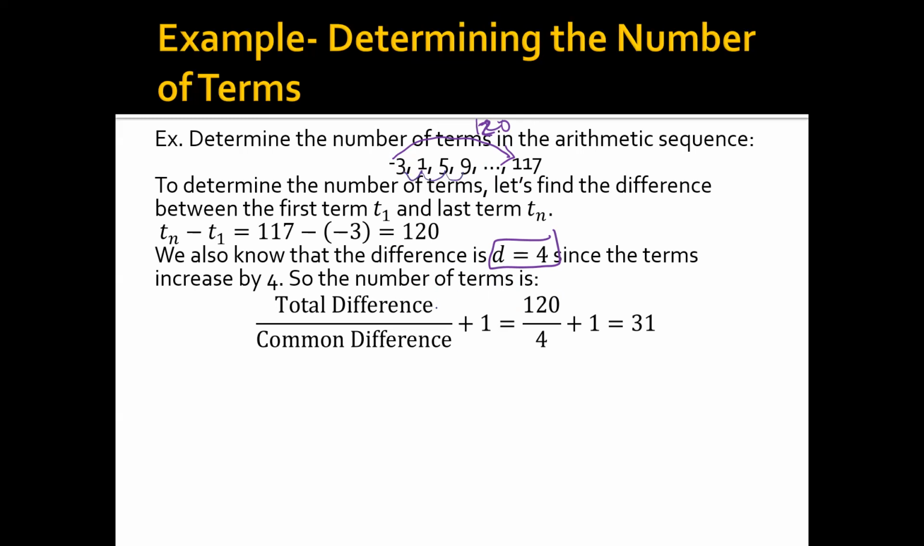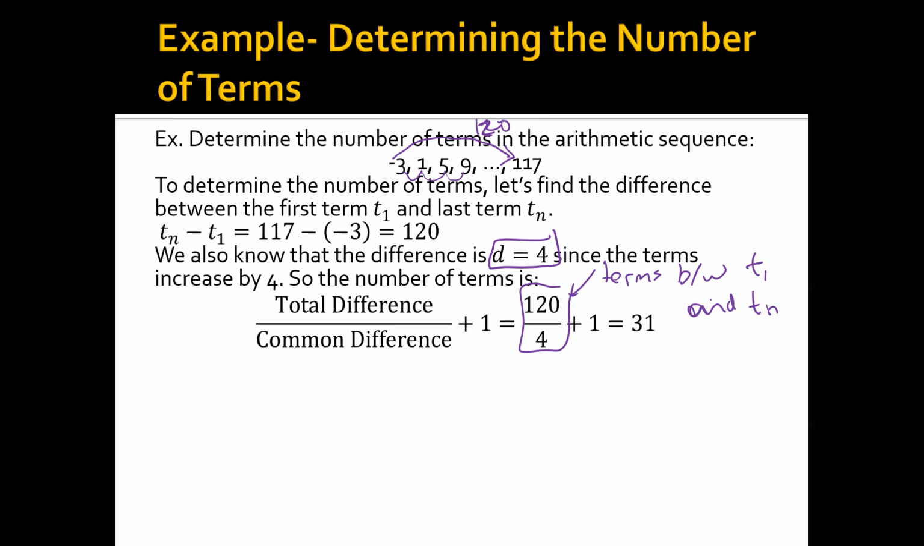Well, we know it's going to be a total of 120 divided by 4. So we take the total difference between them and we simply divide by 4, because there's 4 between each of those consecutive terms, right? So it makes sense that we would take the total difference and divide by the common difference, and that will tell us how many terms are between. So that's the terms between T1 and Tn. So we're not done yet. That tells us how many terms are in between them.